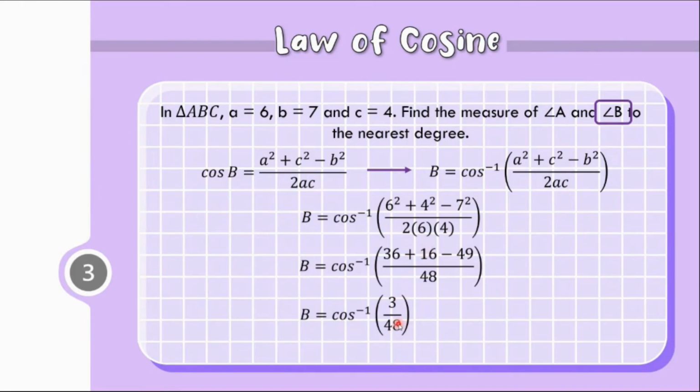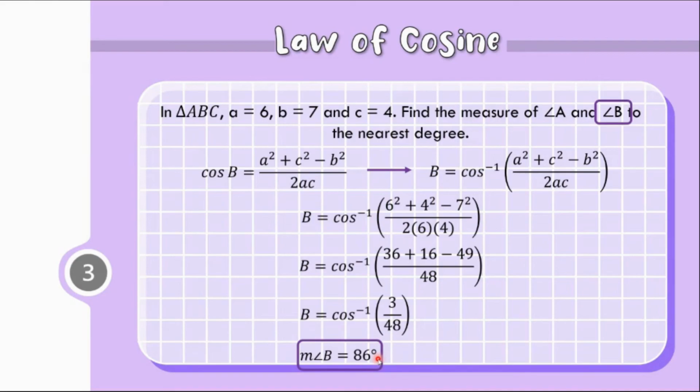If we press this on our scientific calculator, we can find out that the measure of angle B is equal to 86 degrees. From here, you may directly input it to your scientific calculator, then you will obtain the measure of angle B, which is equal to 86 degrees as well.